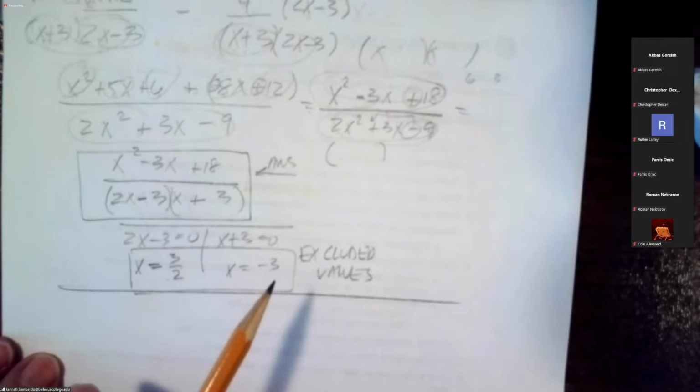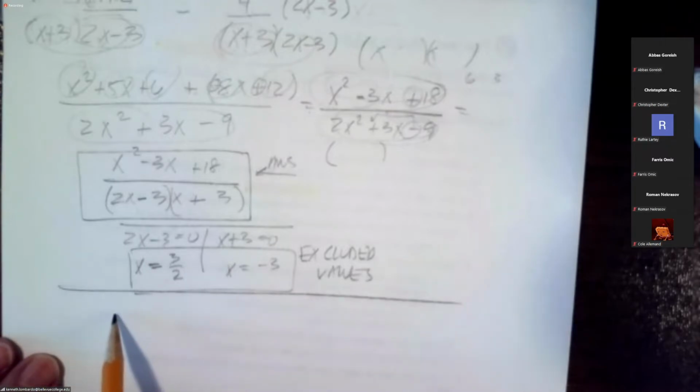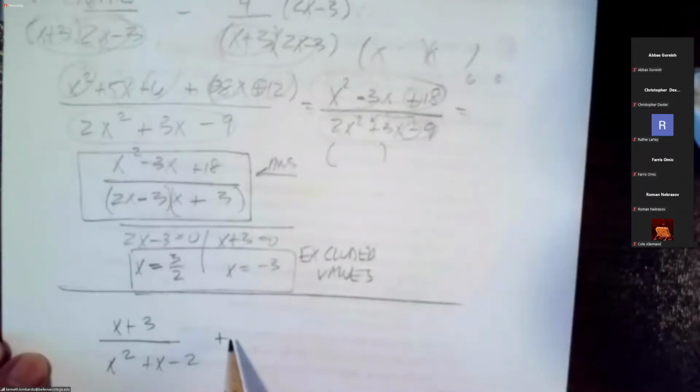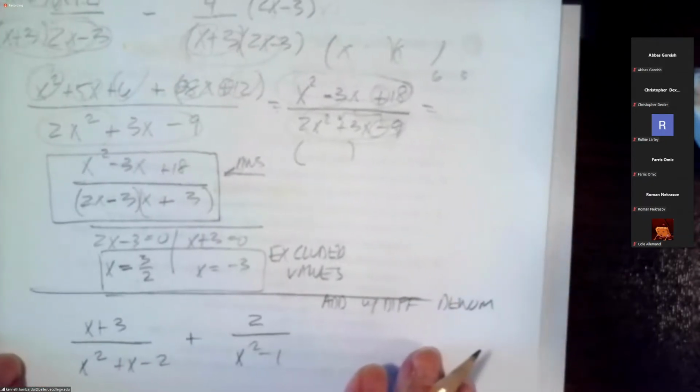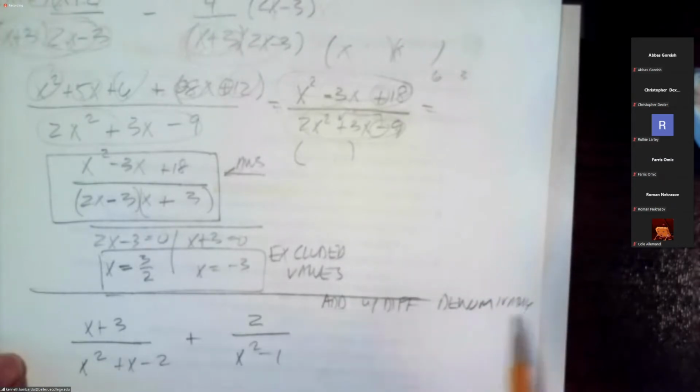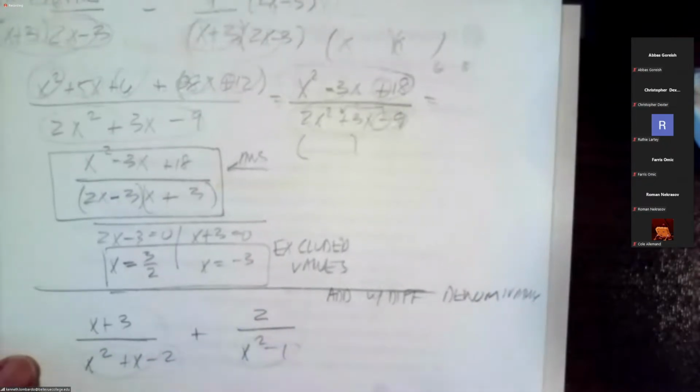All right, let's see if we can combine x plus 3 over x squared plus x minus 2. And we want to add that to 2 over x squared minus 1. So what we're doing is we're adding values with different denominators. We want to add this value to this value, but we notice that these denominators are different. So the question is, can we somehow get those denominators the same?